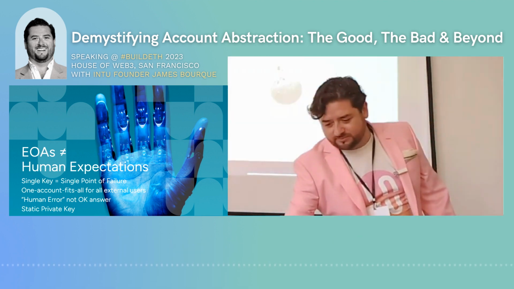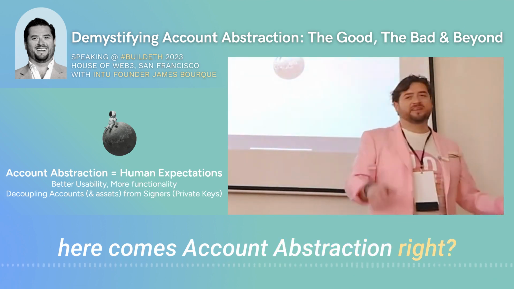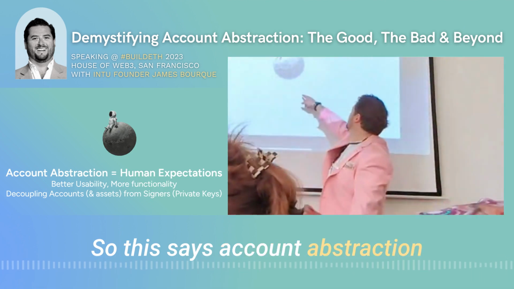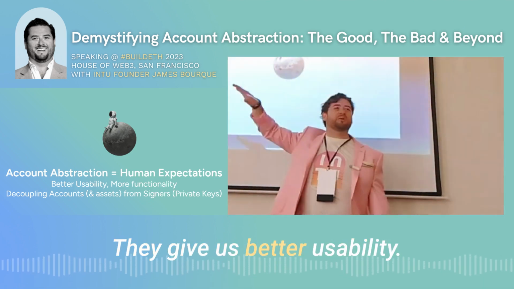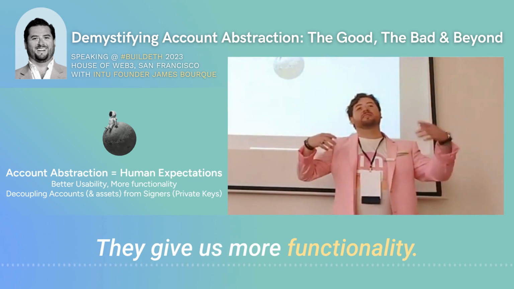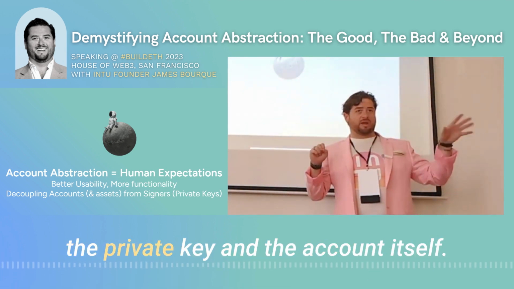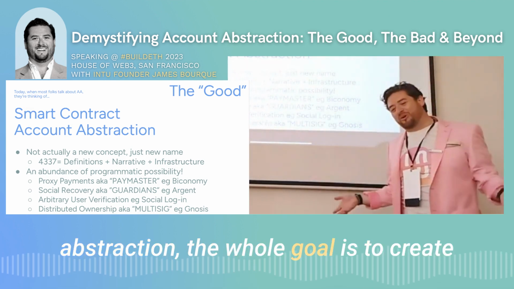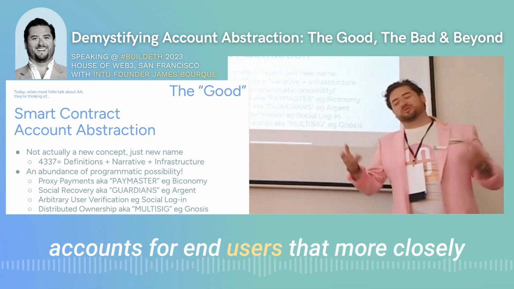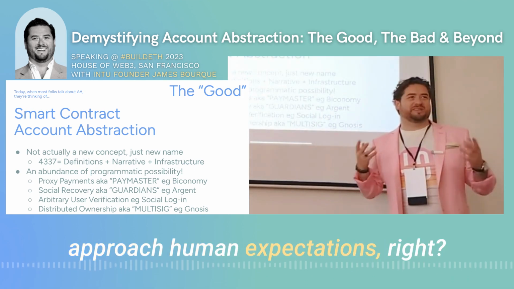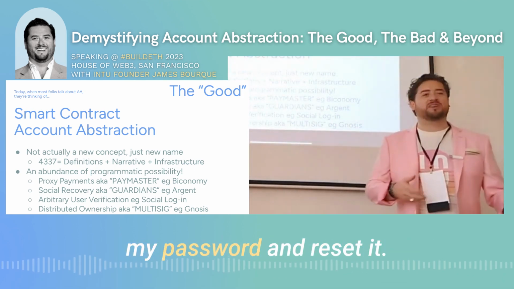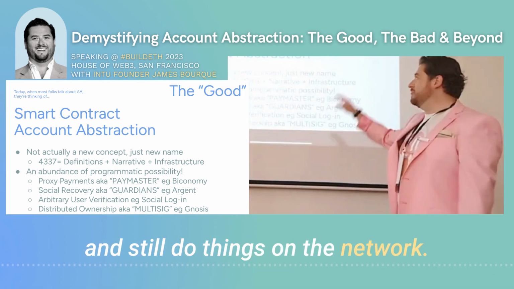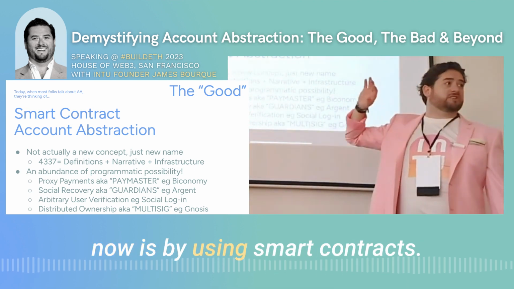So here comes account abstraction, right? Account abstraction equals human expectation. They give us better usability, they give us more functionality. They do this by creating distance between the private key and the account itself. For the most part, the whole goal is to create accounts for end users that more closely approach human expectations, right? I should be able to lose my password and reset it. I should be able to not have gas and still do things on the network. The way that we're solving this right now is by using smart contracts.